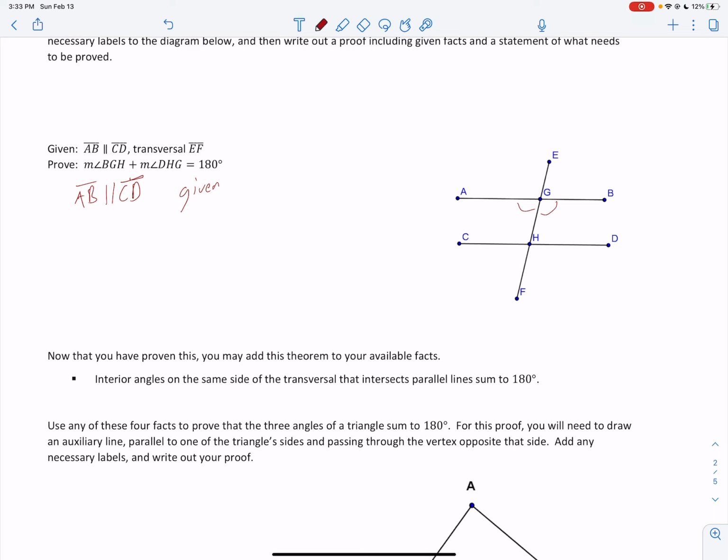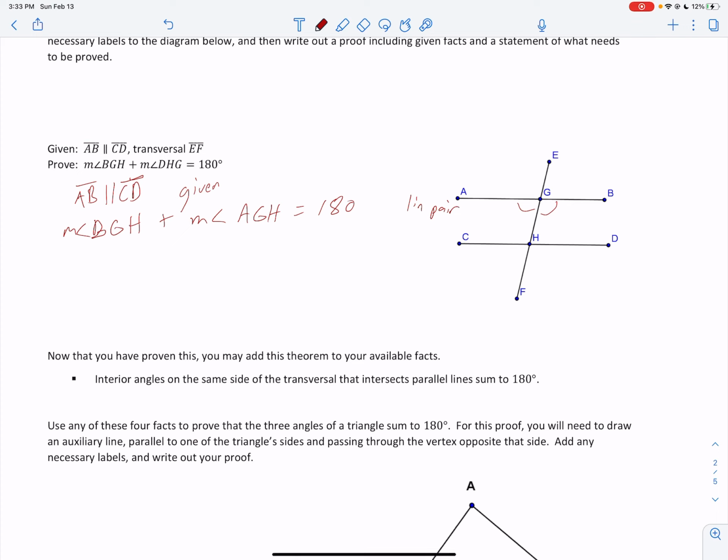So when we're doing this right here, this is a linear pair, so they add up to be 180. So we can say that the measure of angle BGH plus the measure of angle AGH equals 180 degrees because it's a linear pair. And we'd write that down, linear pair.